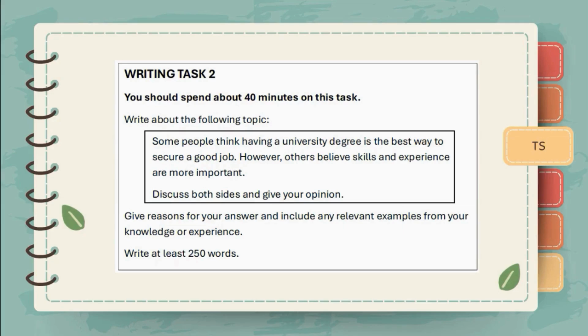Now, here it is clearly stated that you need to discuss both sides. The people who think that a university degree is important and the people who think that skills and experiences are more important. Discuss both sides, their views, and then you have to give your opinion as well. If you are not asked for your opinion, just go on with discussing both the sides. If you are asked clearly, as in this question, that you have to give your own opinion as well, be sure that you include what you think, both in the introduction and in the conclusion. Then back up your claims or your ideas with certain reasons and write at least 250 words.